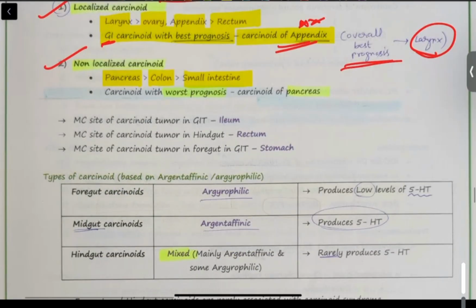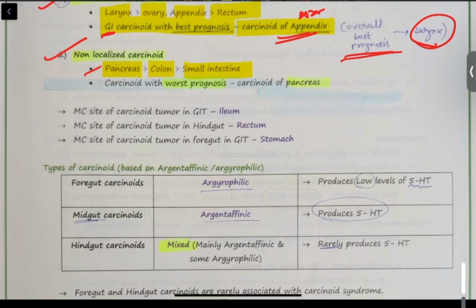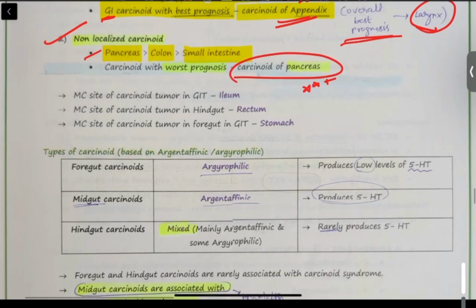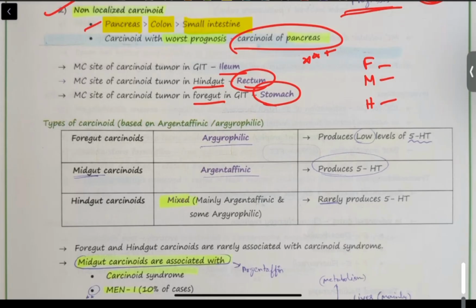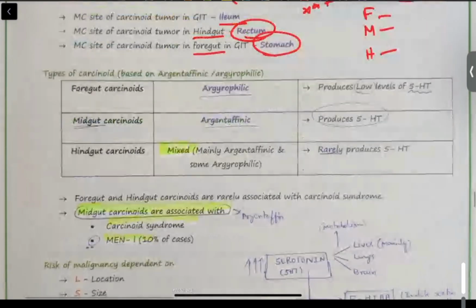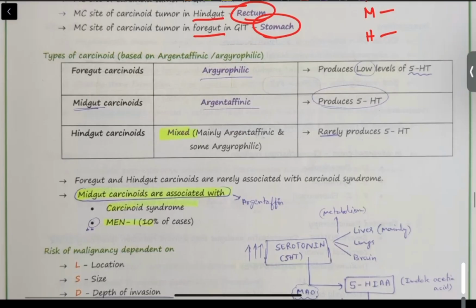Non-localized, just like I said, can be from pancreas, colon or small intestine, and the carcinoid with the worst prognosis is carcinoid of the pancreas. The most common site for carcinoid tumor in the GIT is the ileum, whereas in the hindgut it is the rectum, and in the foregut it is the stomach. So basically foregut, midgut and hindgut. We are discussing the small intestine and the most common sites. After this, we have discussed based on the location of the tumor.